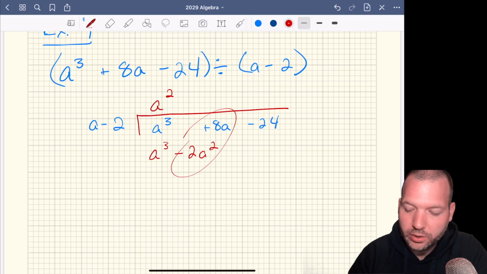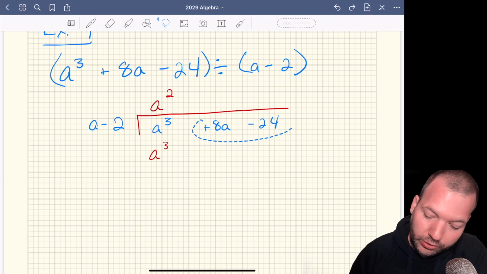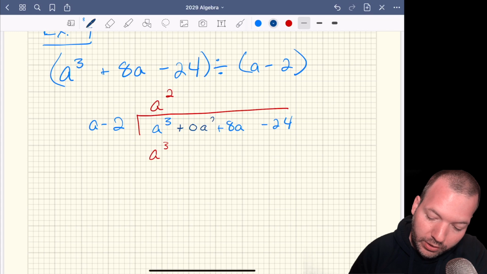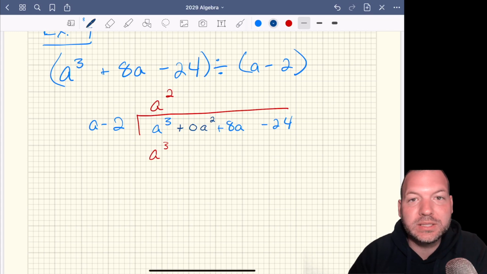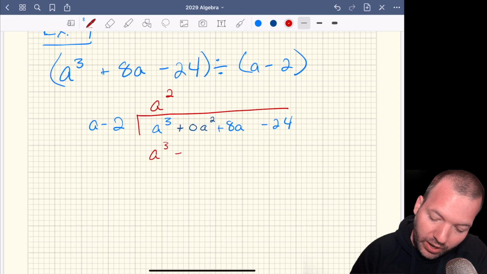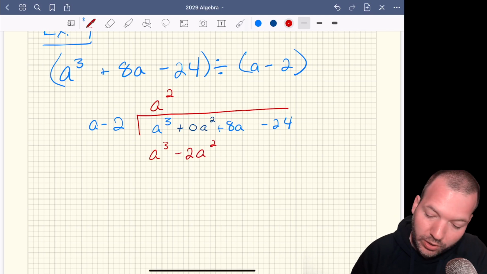They're not like terms. So what we have to do is make sure that we have what's called a placeholder. You'll notice our original polynomial was cubic, but it was also missing the a squared term. And so we have to supply a 0a squared, right? There were no a squareds, and so 0a squared is the same thing. So now, when we have that minus 2a squared, we have something we can actually subtract it from.